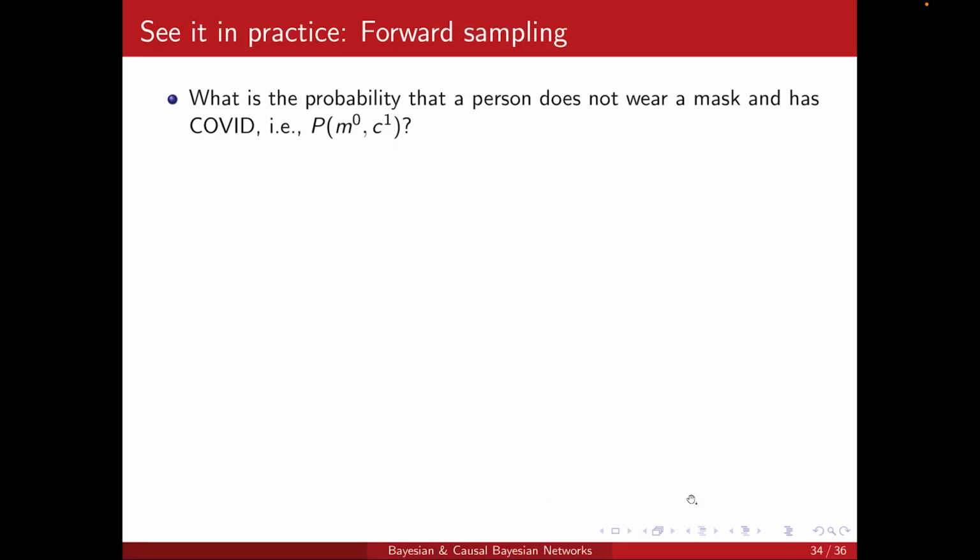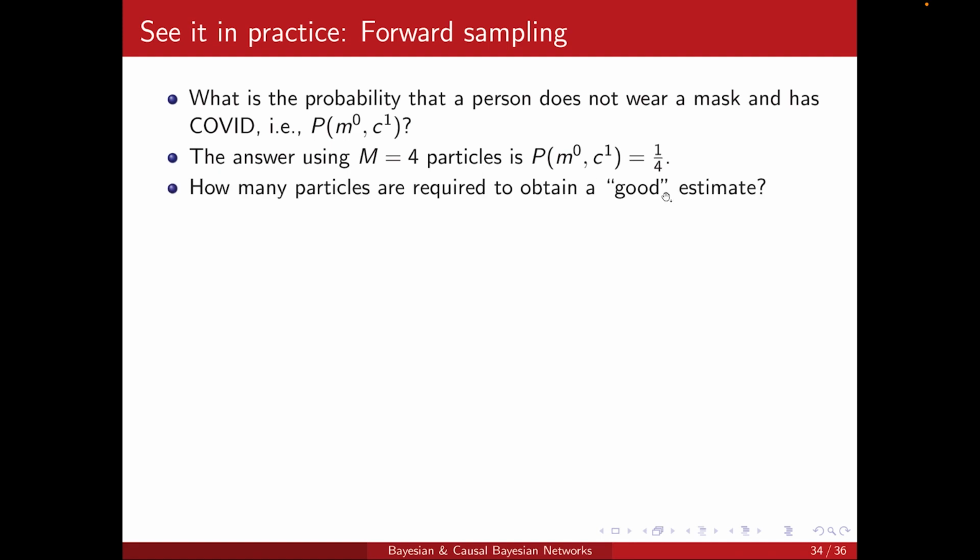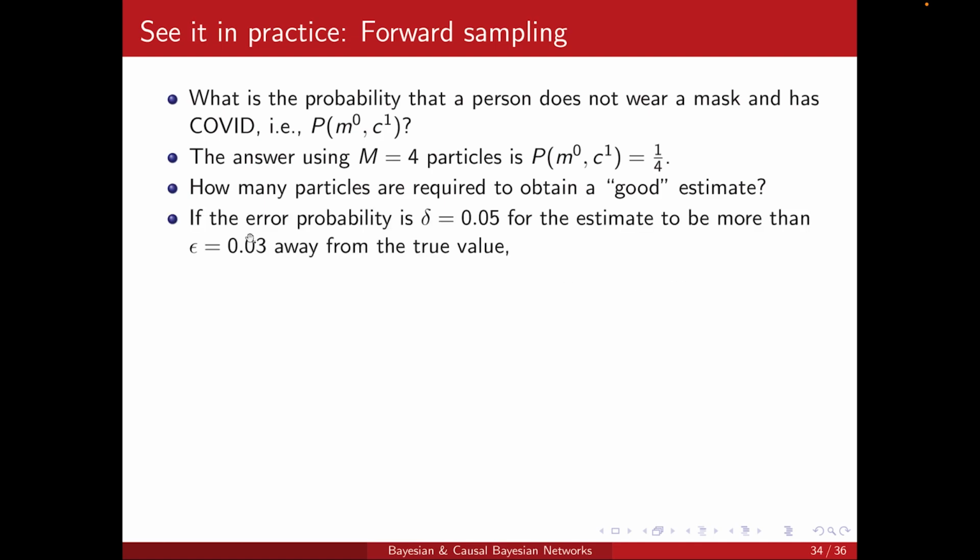Okay, back to our forward sampling question. The answer using 4 particles, we saw that it was 1/4. How many particles are required to obtain a good estimate? We saw that the actual value of this probability is 1/2. So if we want to have a probability of exceeding the true value, which is 1/2, by the value 0.03.